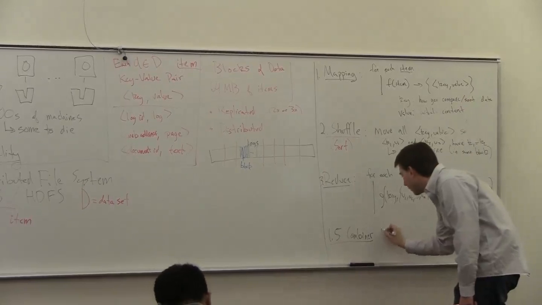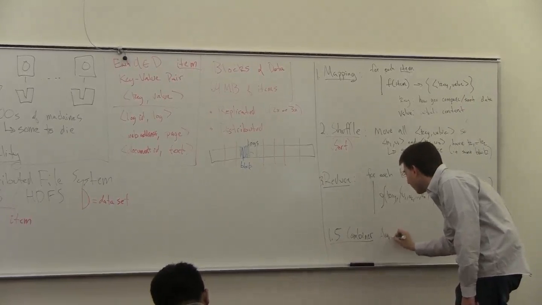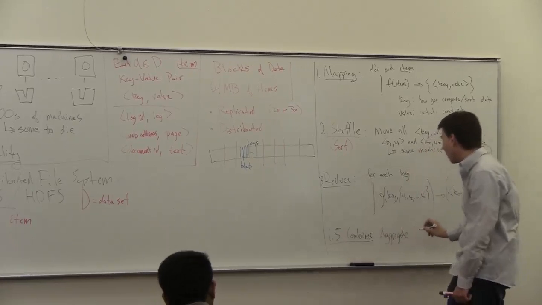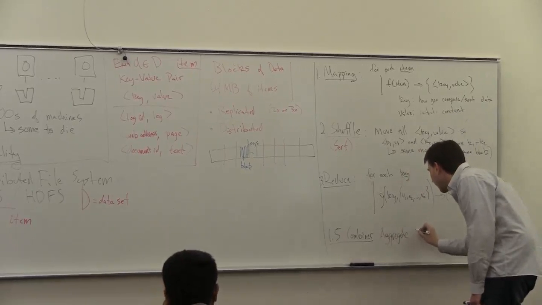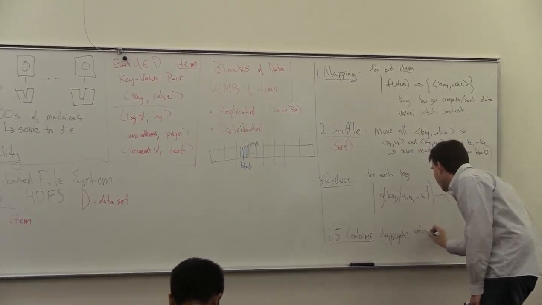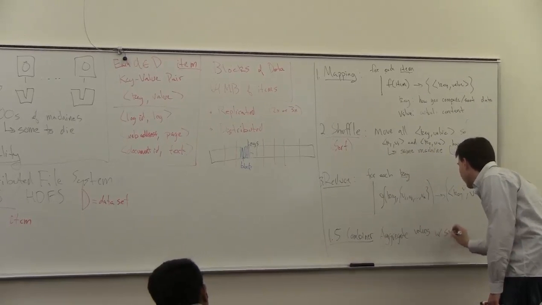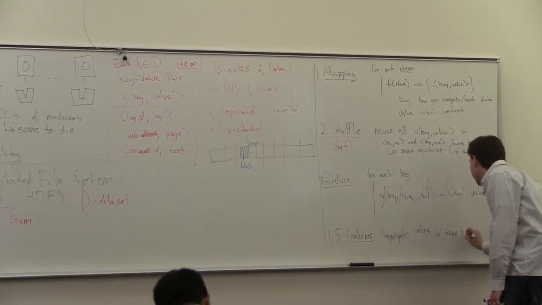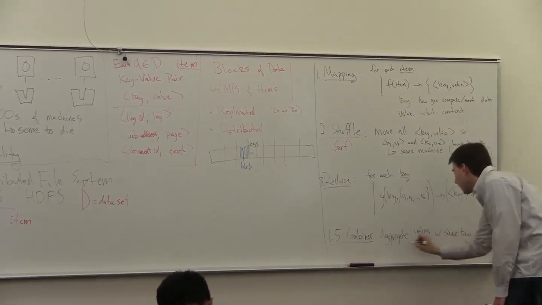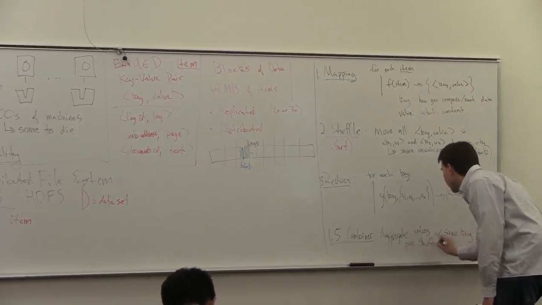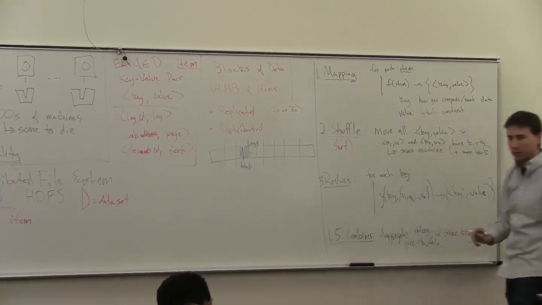So this will aggregate values with the same key pre-shuffle. Right?